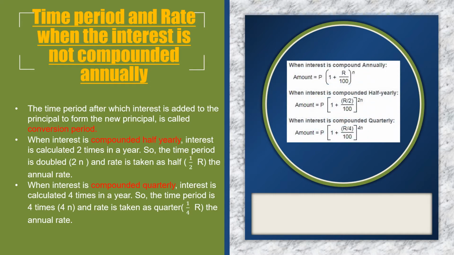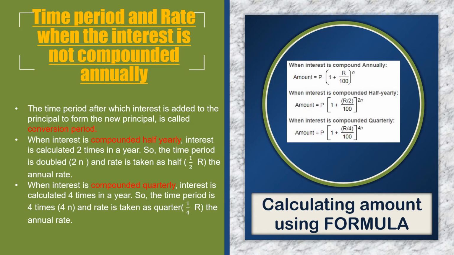Now, these are the formulas for calculating amount. When interest is compounded annually, amount is equal to P into 1 plus R by 100 the whole raised to n. Suppose the interest is compounded half yearly, amount equals P into 1 plus R by 2 by 100 the whole raised to 2n. When interest is compounded quarterly, amount equals P into 1 plus R by 4 divided by 100 the whole raised to 4n.